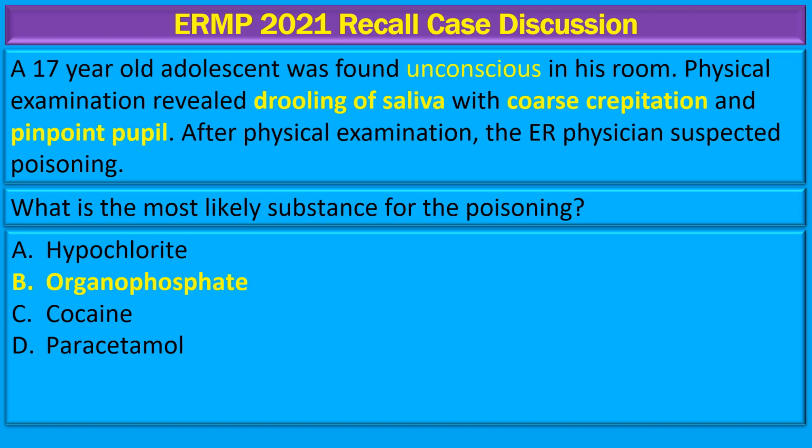Treatment would involve immediate stabilization of the patient with airway clearing, supplemental oxygen, decontamination to prevent further absorption of the poison, administration of atropine to counteract the effects of excess acetylcholine, and pralidoxime to reactivate acetylcholinesterase if administered early before aging.